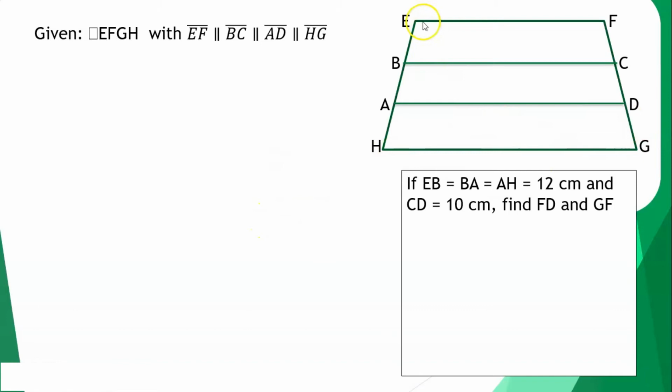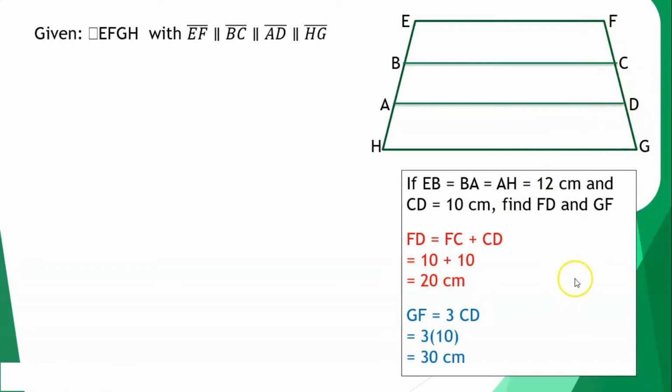Now, if E to B is equal to B to A is equal to A to H, and that's 12, and C to D is 10, what then is F to D and G to F? So take note here, F to D is basically FC plus CD, or basically that's twice of CD. So with that, that would become 20 cm. Now what about G to F? Now G to F is basically 3 times the distance of CD. So that's 3 times 10, or that would be 30 centimeters.